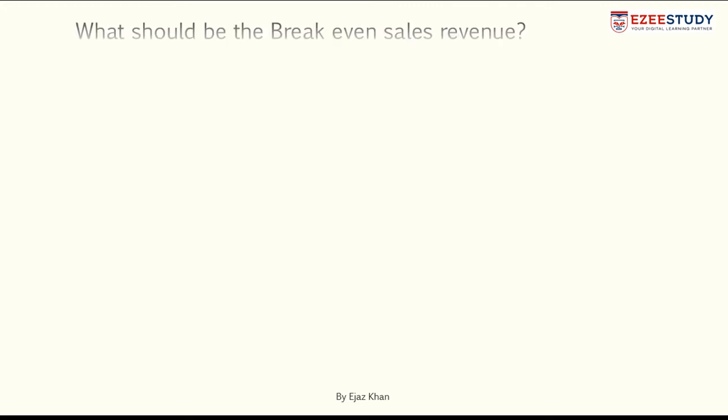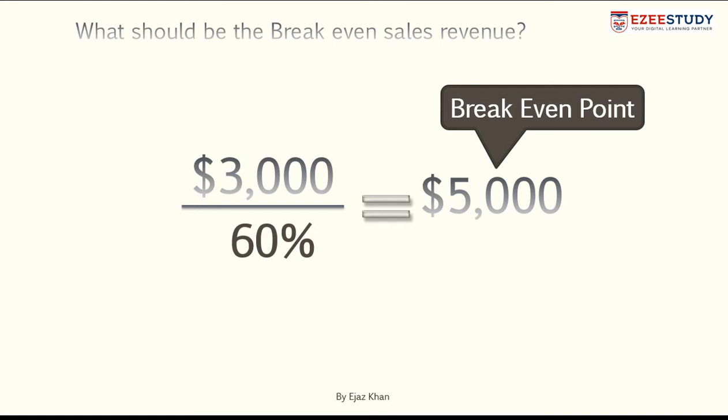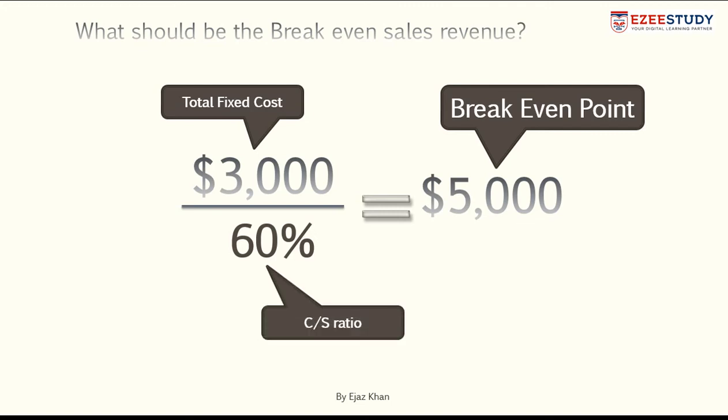Alternatively, we can also calculate the break-even sales revenue by dividing our total fixed cost, which is $3,000, by the CS ratio, which was 60%, to find out how much sales revenue we should be generating in order to be at break-even. So it gives us the same $5,000, the break-even point in revenue. So it will be calculated by dividing total fixed cost by the CS ratio.